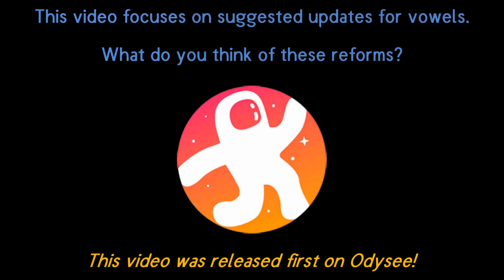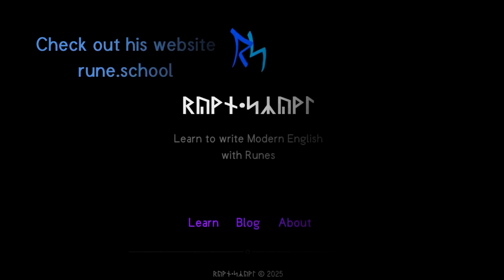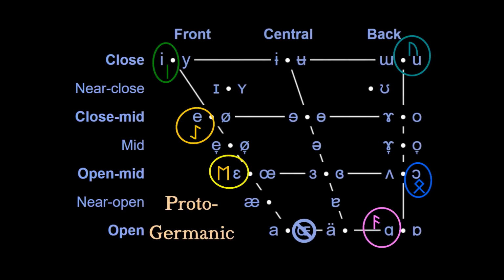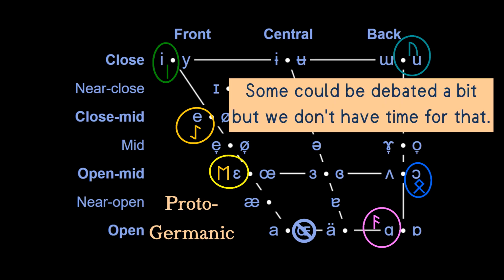I was in a group chat with Rune School the other day, which gave rise to what I think is an excellent idea regarding vowel development, and I'd like your feedback on it. So we're all on the same page. Runes originated for a language called Proto-Germanic. It had these vowels represented by these runes.